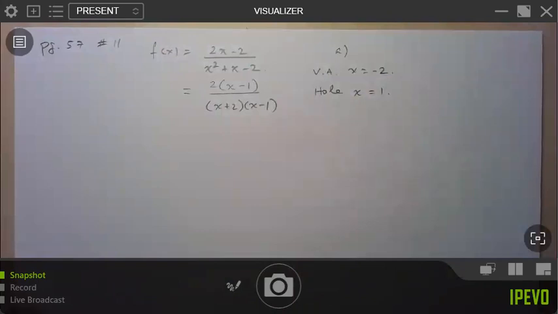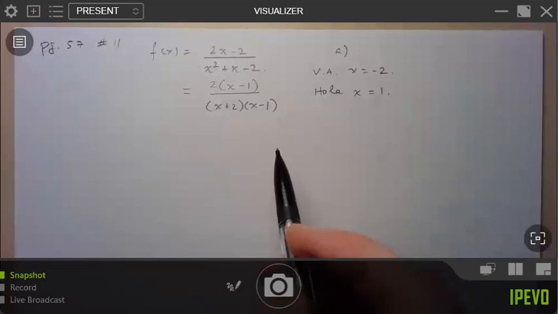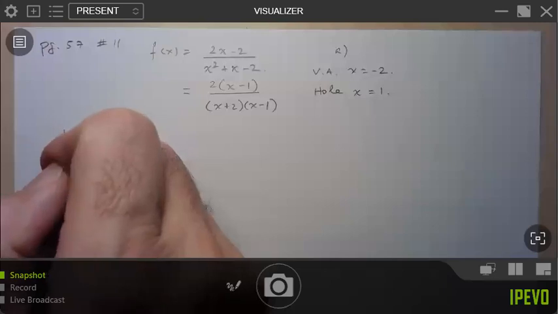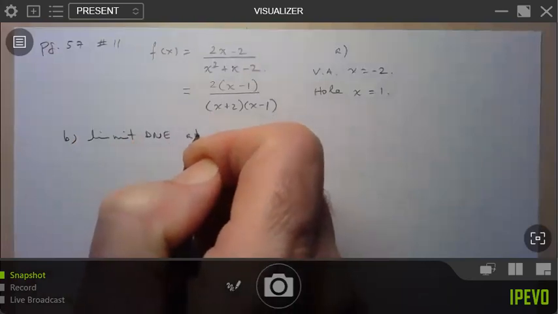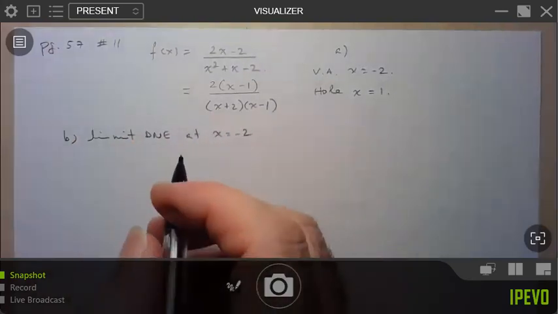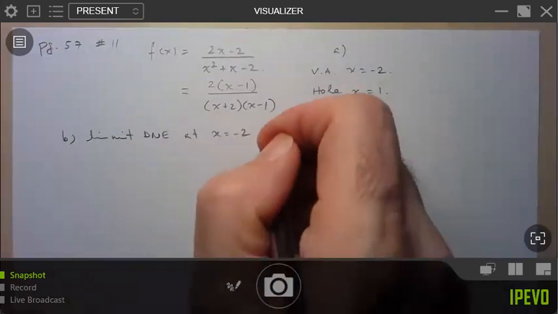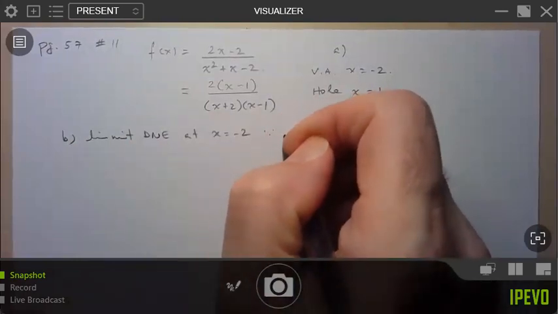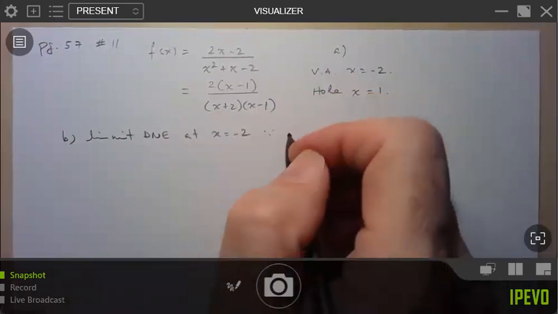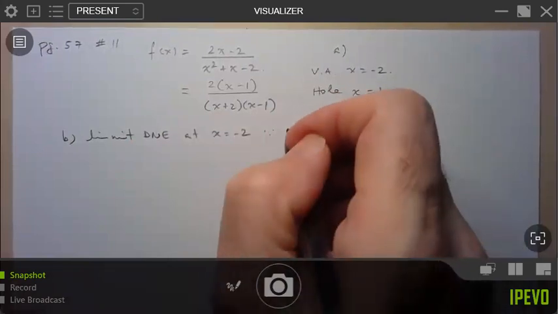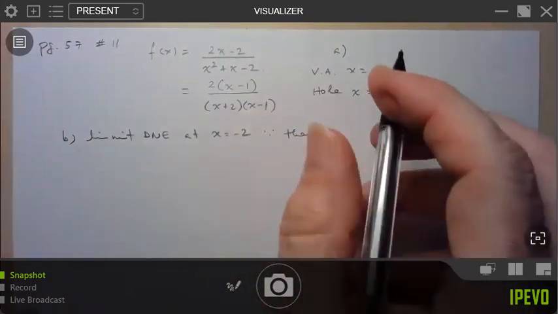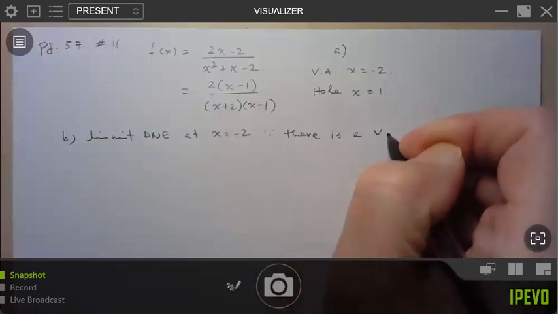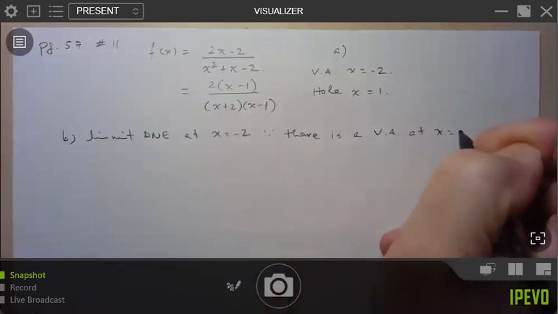Now, at which value does it have a limit? Well, if we're answering B, we can say limit does not exist at x equals -2. And that's because, well, there's a vertical asymptote. I'm going to show you some nice notation another day to save ourselves a bit of writing, but I won't do that here because there is a vertical asymptote at x equals -2.